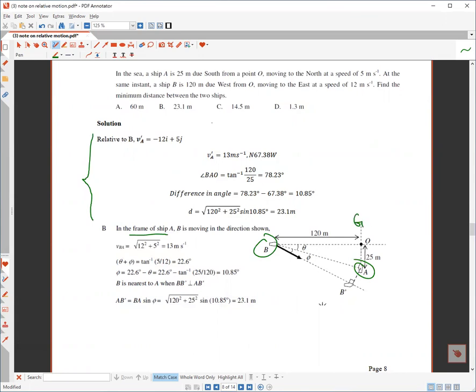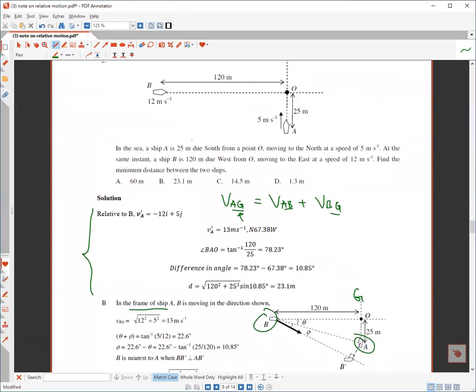Okay. So if you write down the formula, it will be VAG is equal to VAB plus VBG. I just write it very naturally and very quickly. So AG equals AB plus BG. AG is the velocity of A relative to the ground, so that is upwards 5.